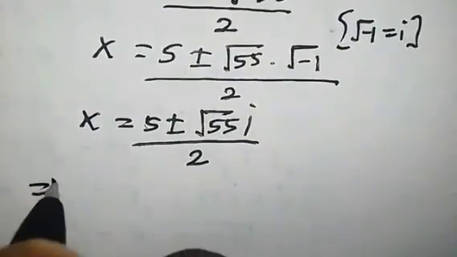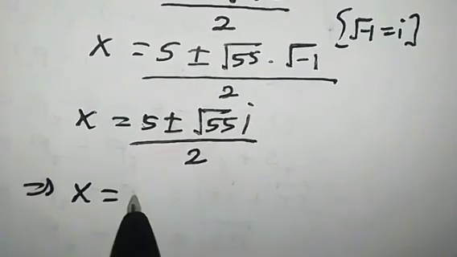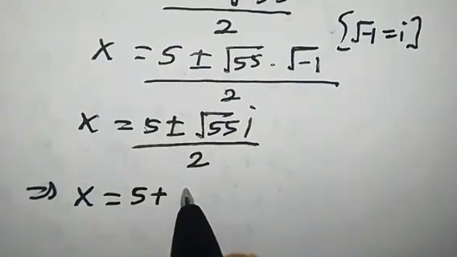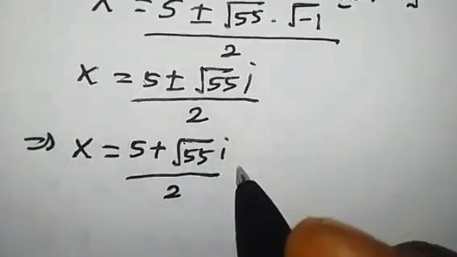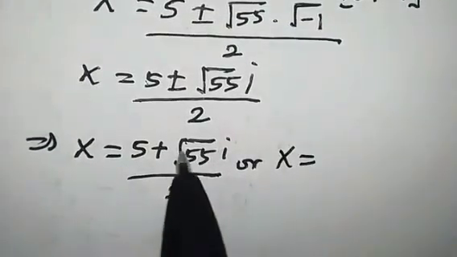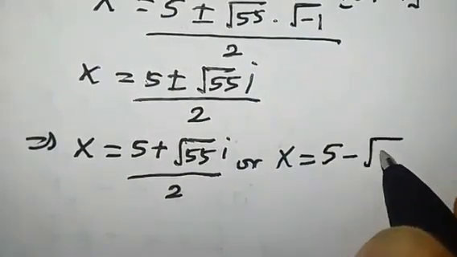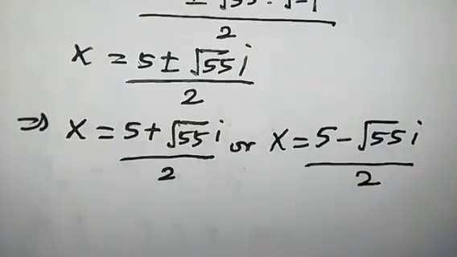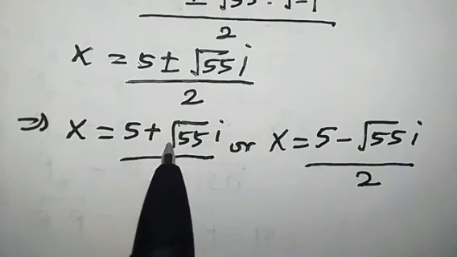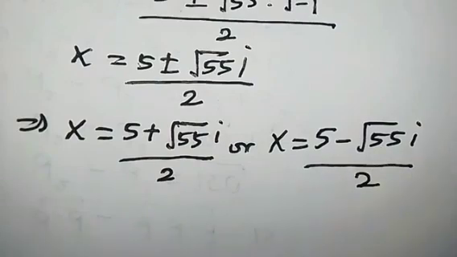This in turn gives x equal to, considering a positive sign, 5 plus square root of 55 i over 2, or x equals, considering the negative sign, 5 minus square root of 55 i, all divided by 2. This is another set of solutions, two complex solutions, 5 plus square root of 55 i divided by 2 and 5 minus square root of 55 i divided by 2.